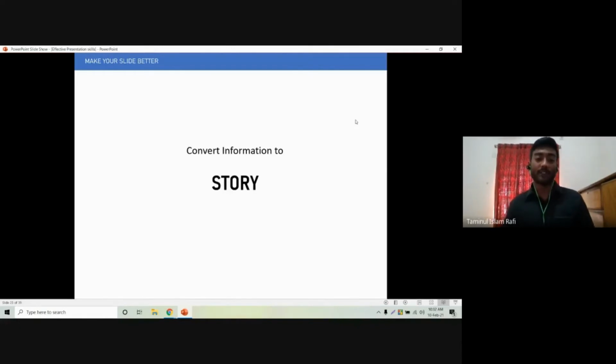Then the important part: convert information to story. We already heard about the story, because we can communicate with our audience by story very easily. So if we can convert our information to a story, then it will be more effective, and the message will go to the audience very easily, right?